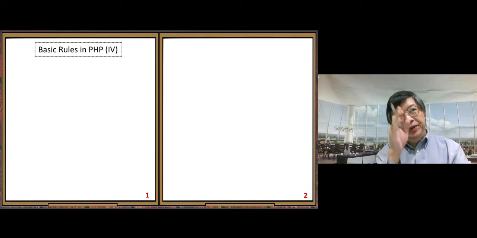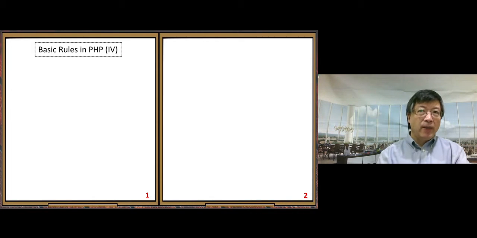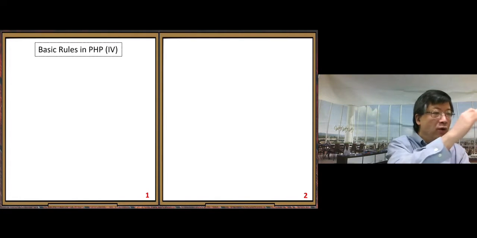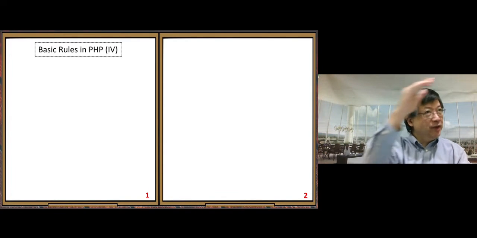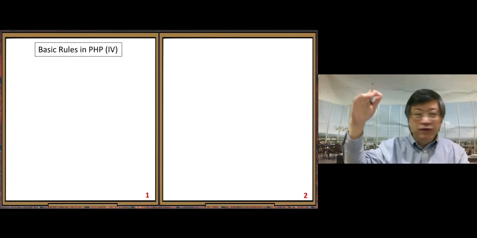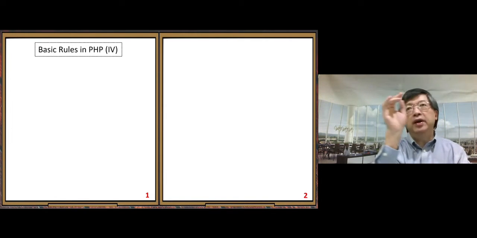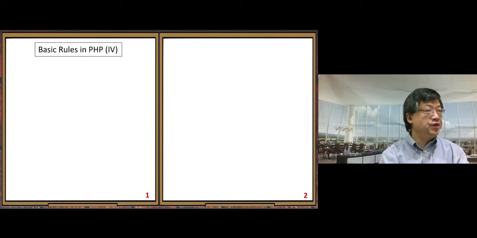Now let's continue to talk about global variables. Remember last time I talked about how PHP discourages programmers from using global variables. For that reason, inside a function, if you use a global variable directly, you will get an error. So it discourages you from using that.